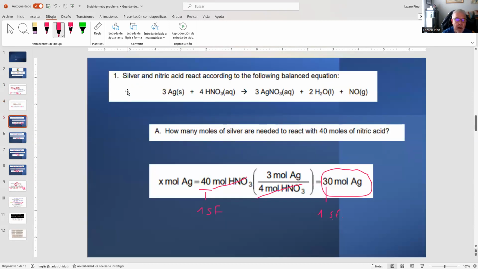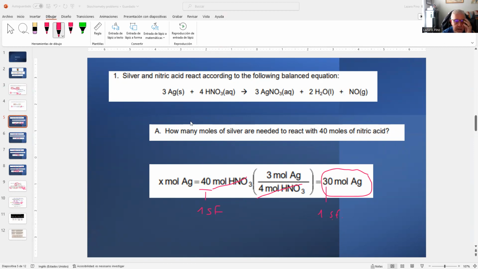Now, in the following problem, you have a reaction. Well, in this case, the first step is to balance this equation. Because these numbers in front of all the compounds, the reactants and the products, represent the number of moles for each of them. And it is used in the calculations.